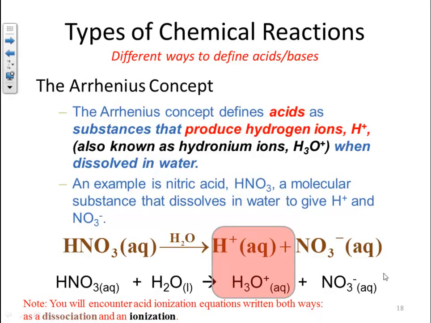Notice, you will encounter acid ionization equations written both ways, either as a dissociation or an ionization. You need to be familiar with both ways. That H+ and H3O+, that hydronium ion, is used interchangeably.